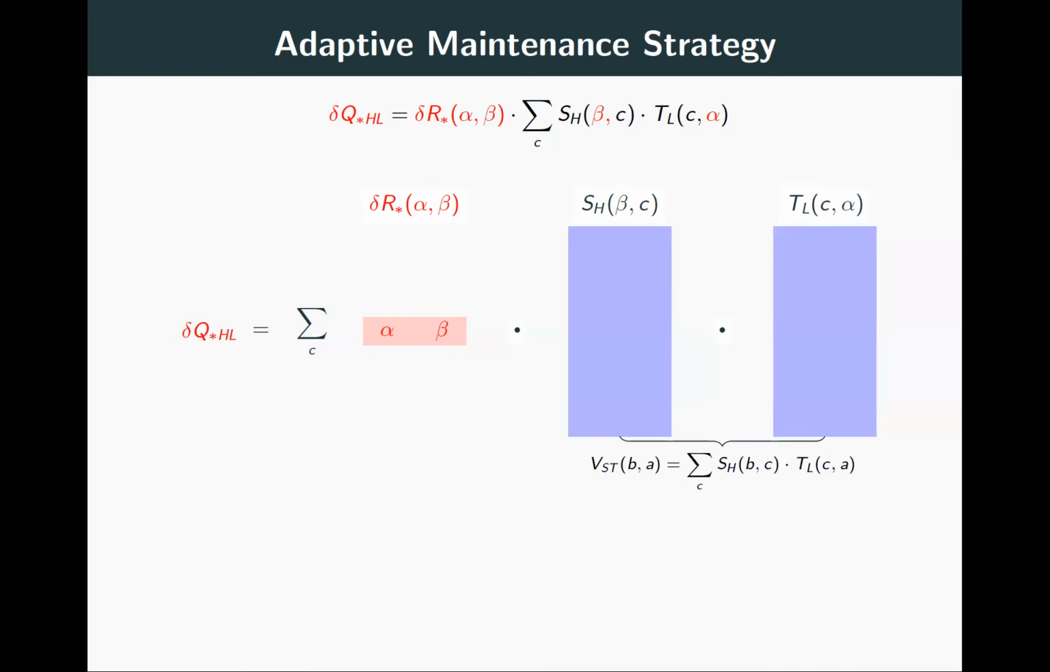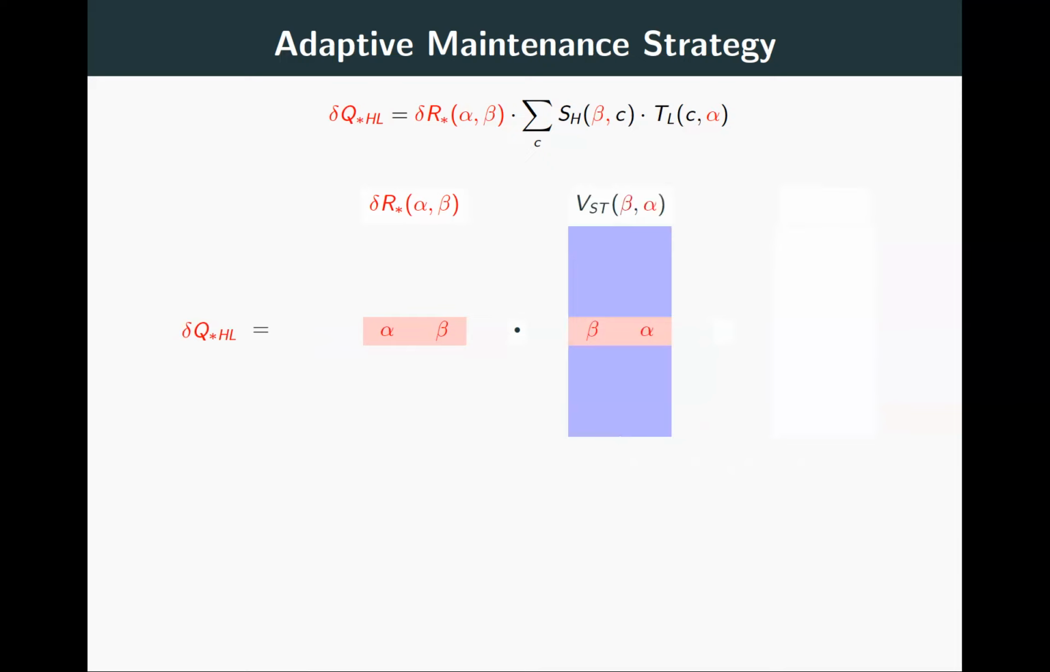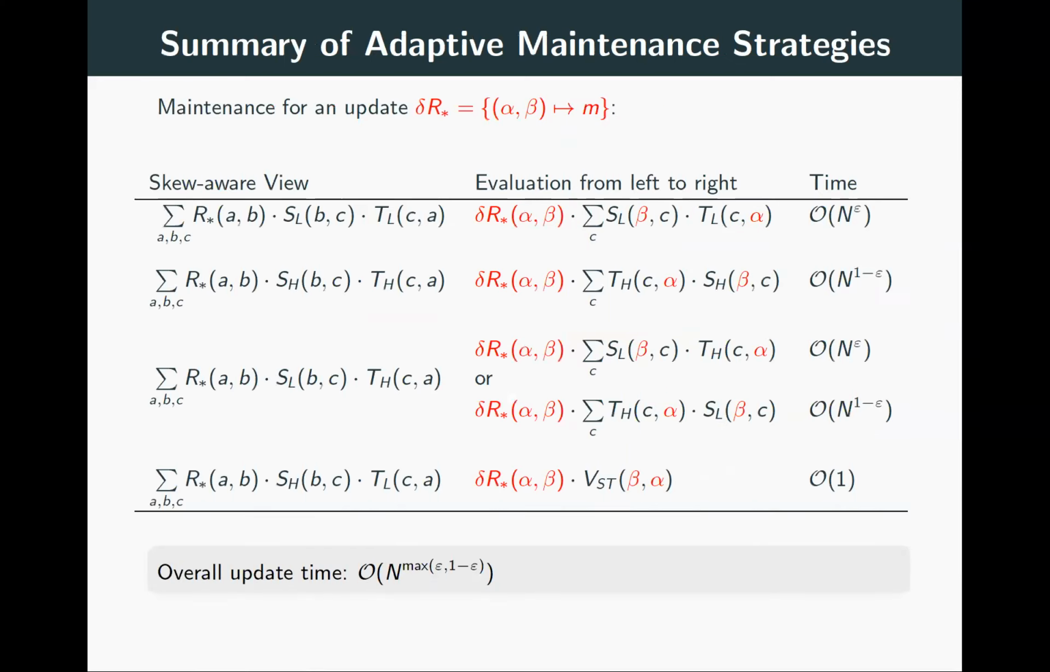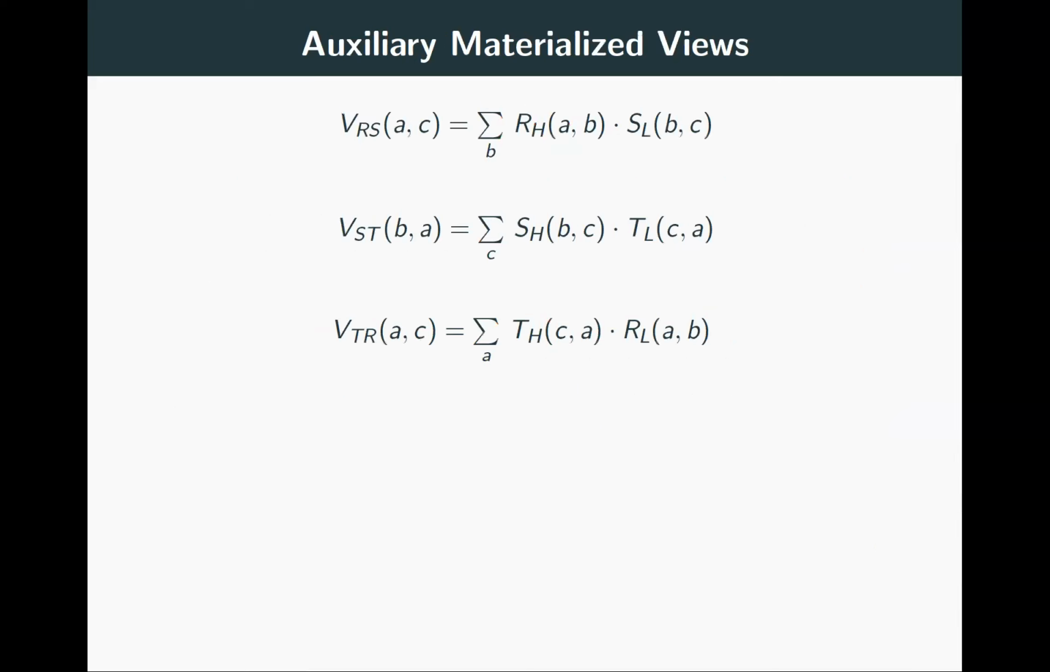So we materialize here. We aggregate away C of these two things, and we get this view. The price to pay is that we have to maintain this view, but we will see the view can be maintained efficiently. But once we have this view, then doing the update to R is just a simple lookup, and that will cost us essentially constant time. So this is basically what we got so far. We got n to epsilon, n to 1 minus epsilon, n to epsilon for these two approaches for the third case, and constant. So overall, we get this update time for these four cases. We also have these views to maintain.